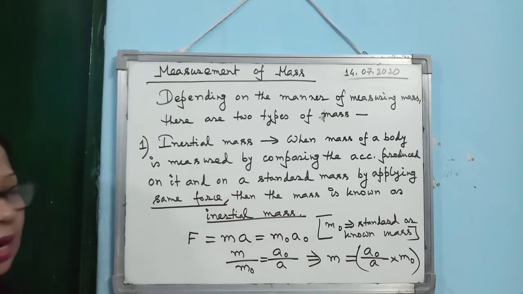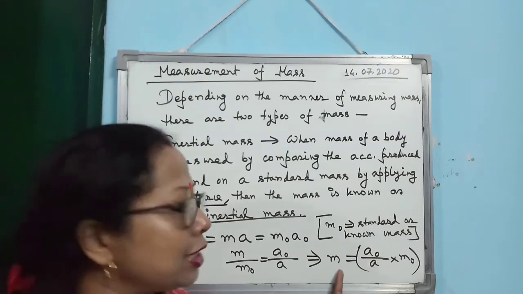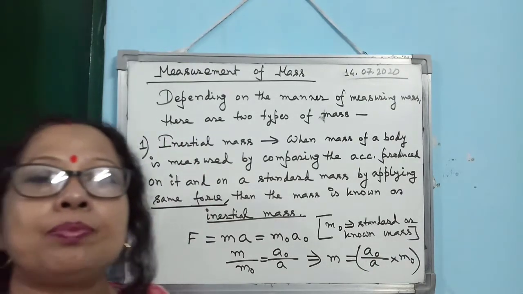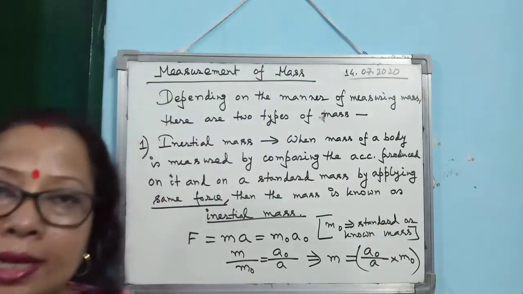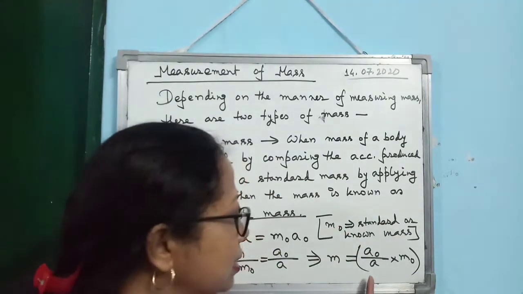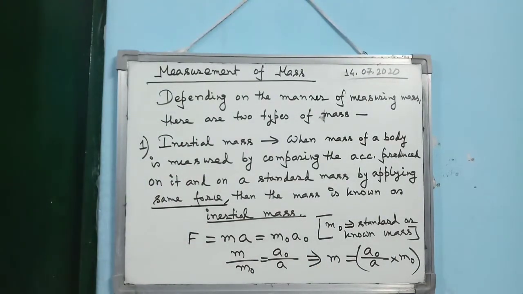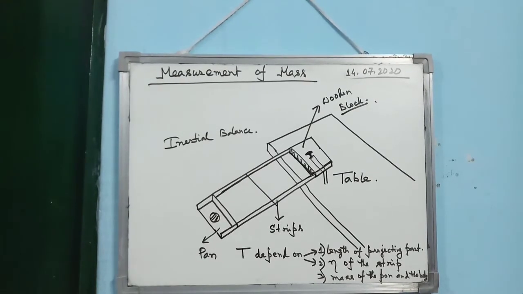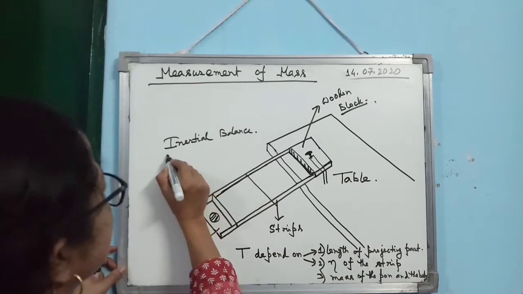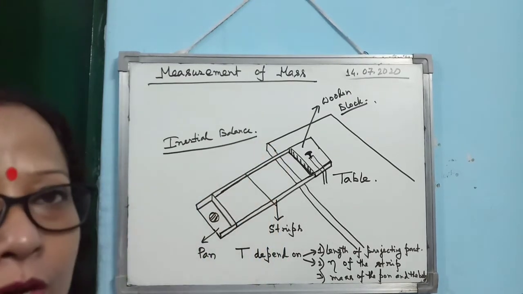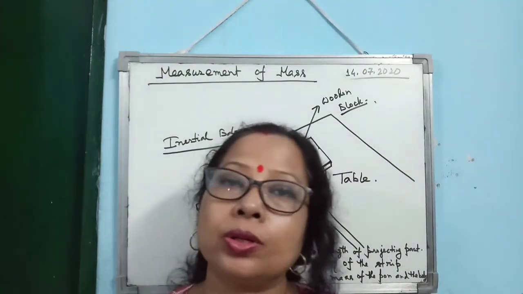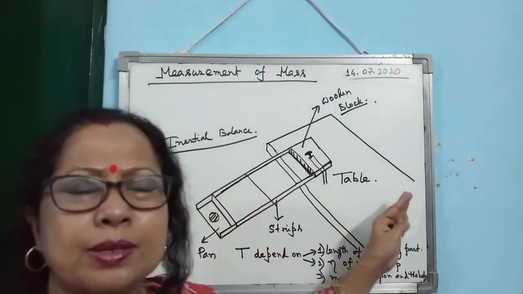So this mass, as we have measured it by applying the concept of inertia, by applying Newton's second law, by comparing their accelerations, is known as the inertial mass. But remember, again I am repeating, inertial mass and gravitational mass are actually the same thing. Now, inertial mass is measured by a special kind of balance, not a physical balance. It is known as an inertial balance.